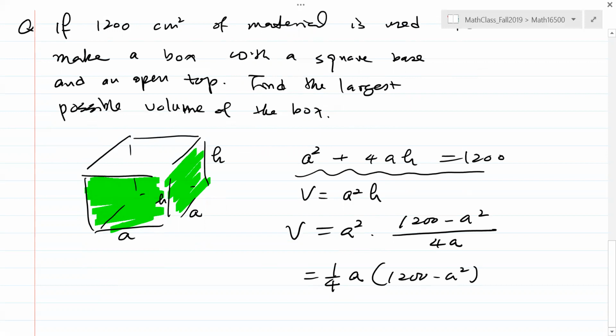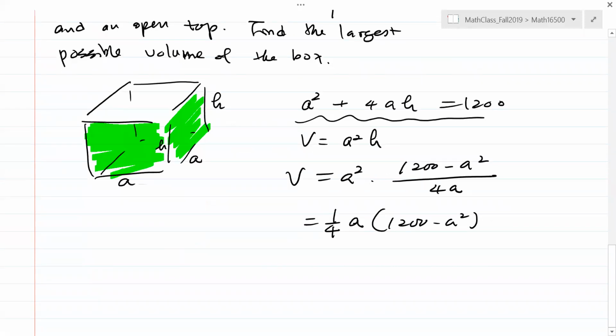Now this time you get a polynomial of degree 3. Is there any restriction on A? It looks like no restriction, but A cannot be too large. Clearly, A is greater than or equal to 0 and less than or equal to the square root of 1,200. Otherwise, H would be negative, which is impossible. So A is between those two.